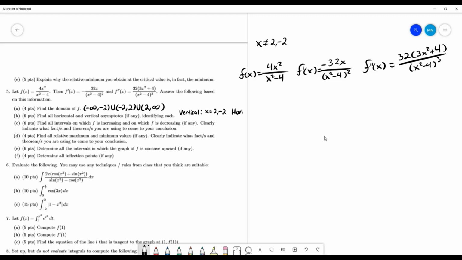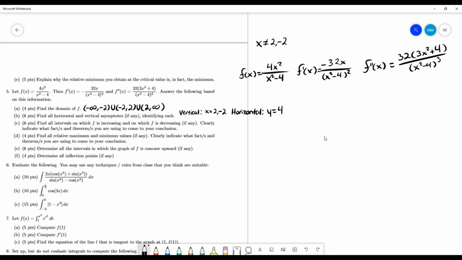And then we want to check for horizontal asymptotes. If you'll remember, that's based entirely on the highest power of the numerator and denominator. In this case, since these powers are the same, our horizontal asymptote is the top divided by the bottom, so that's 4 divided by 1, which is y equals 4 is our horizontal asymptote.